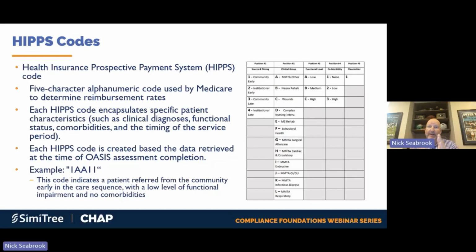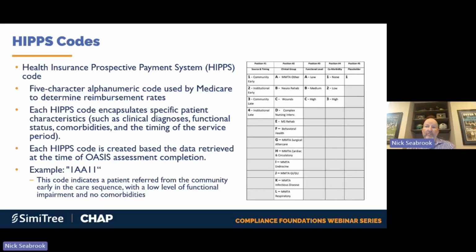So if you look here, each of those different components I talked about has its own position within that HIPS code. The HIPS code is a 5-position code that's going to go on your claim. Position number 1 goes back to what we talked about before, the source and timing. So you're going to fit into either community early, institutional early, community late, or institutional late, between numbers 1 and 4. The clinical grouping is the 2nd position of the HIPS code, and that's a letter translator. So you can see the associated letters with the clinical grouping listed in position 2.